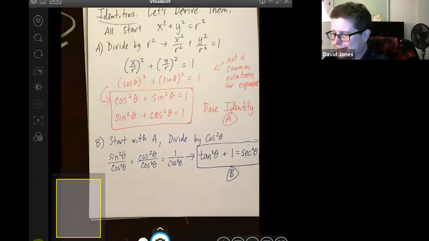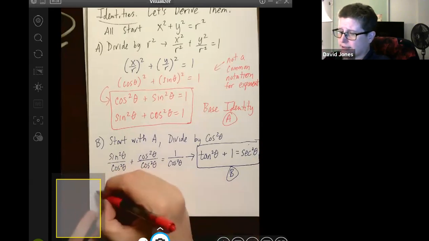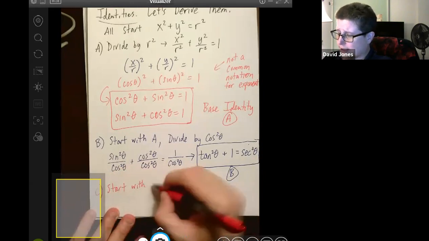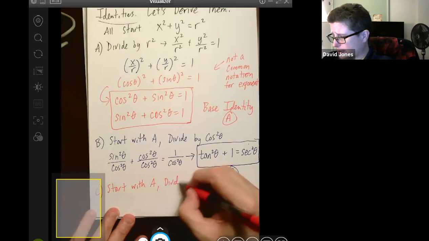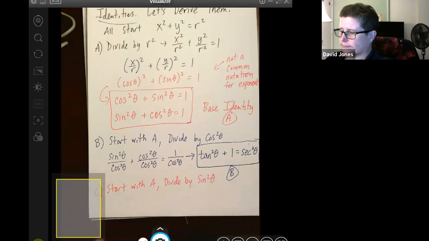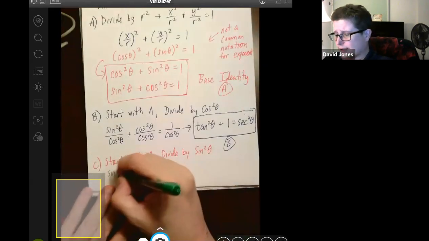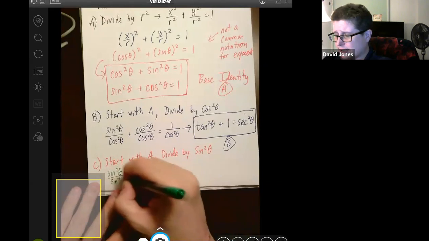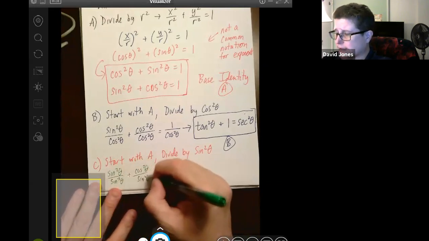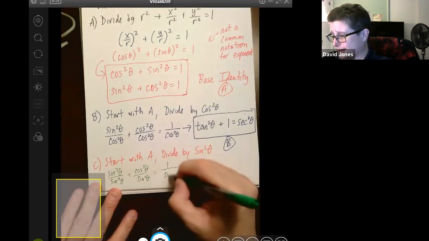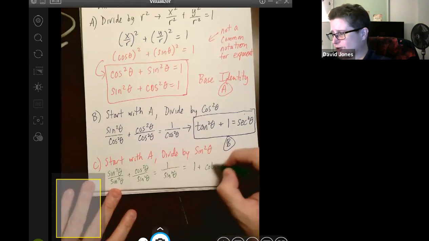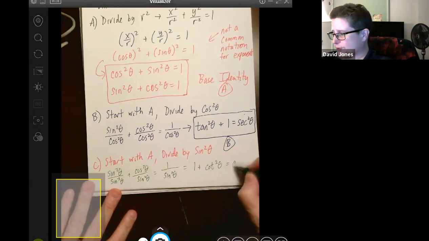And guess how we get C? C is start with A, divide by sine squared. Sine squared theta over sine squared theta plus cosine squared theta over sine squared theta equals 1 over sine squared theta. We get 1 plus cotangent squared theta equals cosecant squared theta.